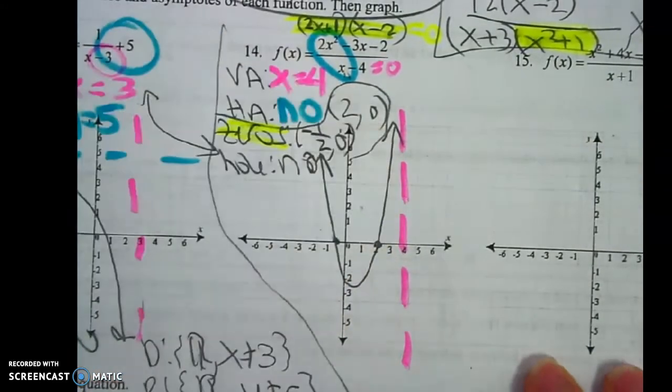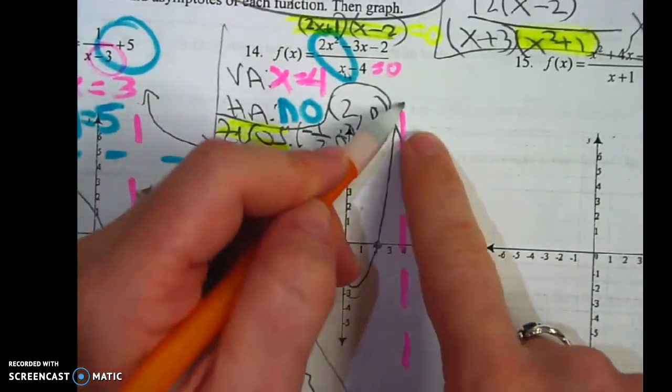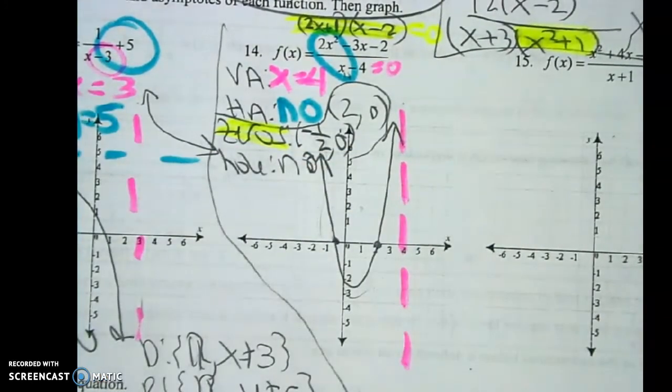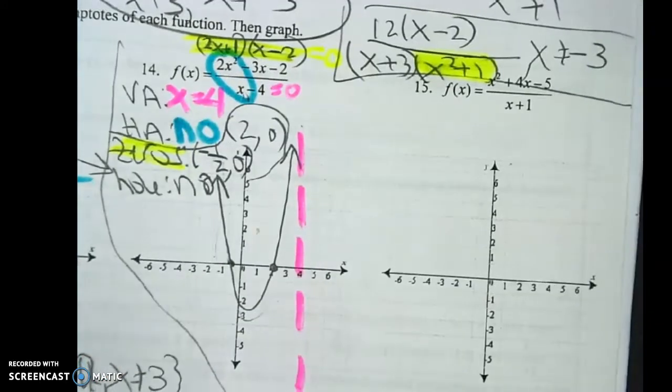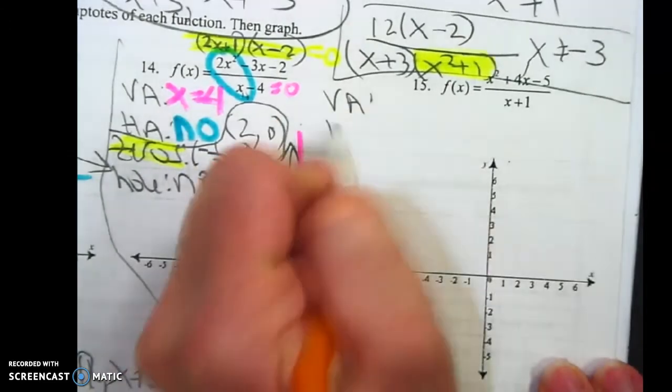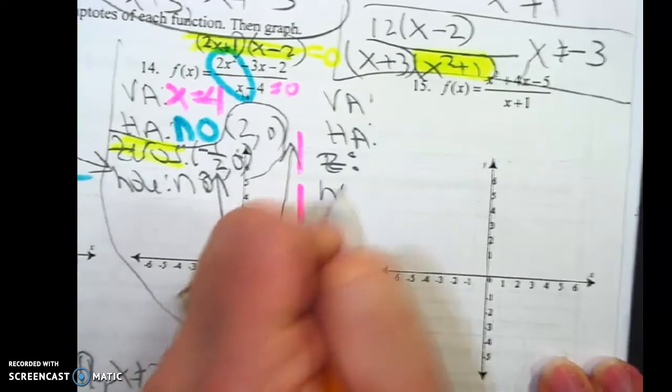I don't know how it's going to look exactly. But just show that it goes through that, and it's never going to hit the asymptote. Okay? And I guess that's it. All right, let's try the next one. The next one: VA, HA, zeros, and hole.